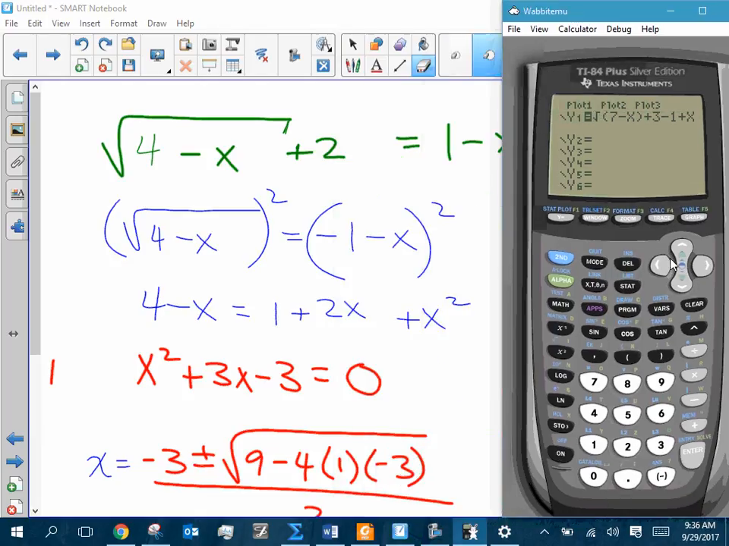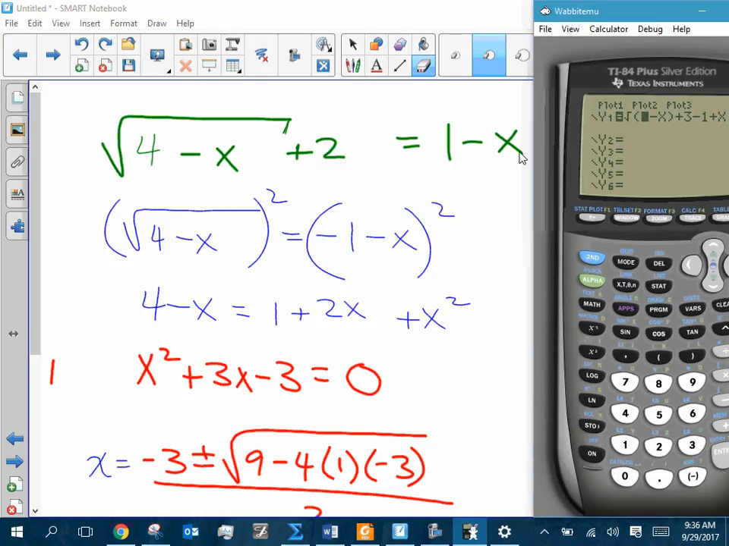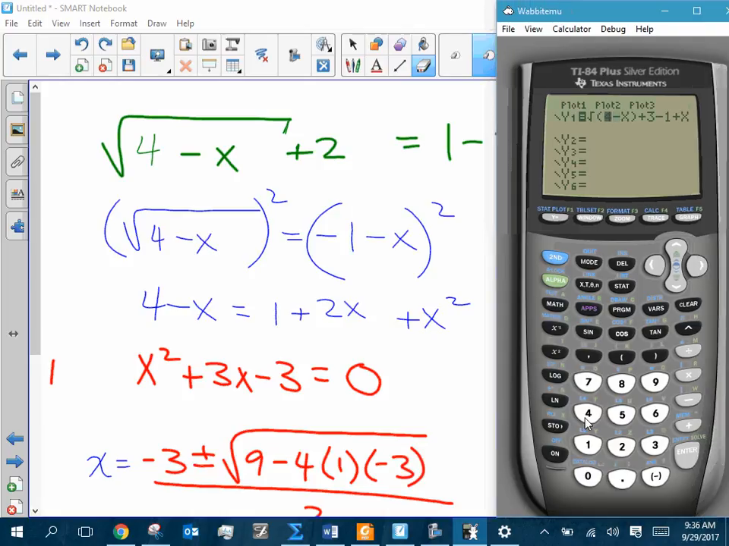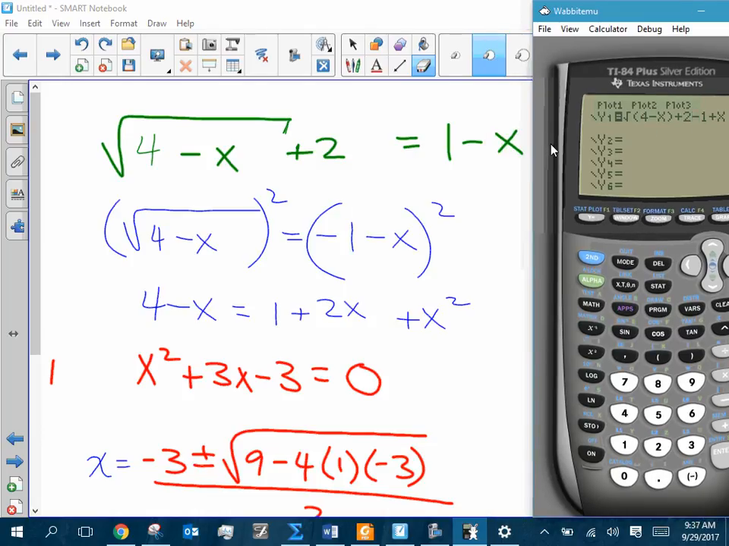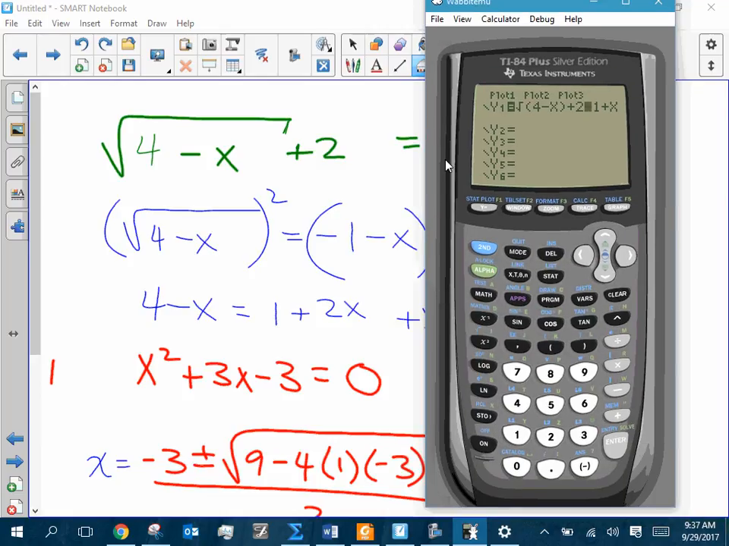I'm just going to type in this equation, but I'm going to manipulate it a little bit. I'm going to get this right-hand side to be 0. So I'm going to type in 4 minus x underneath the radical, plus 2. I'll subtract 1 from both sides and then add x to both sides. That kind of makes sense? I'll get my right-hand side to be 0.